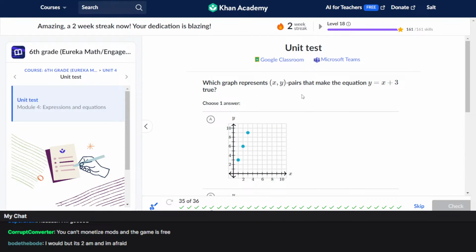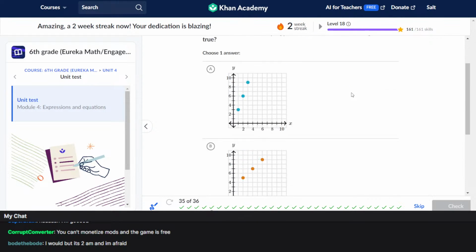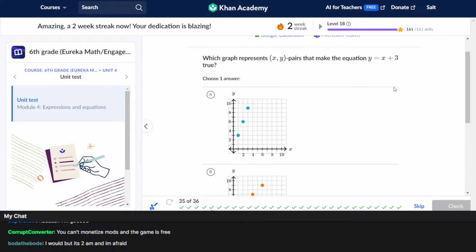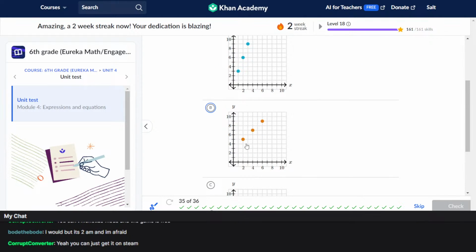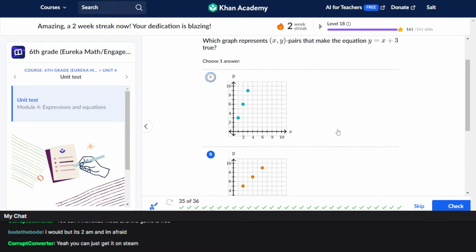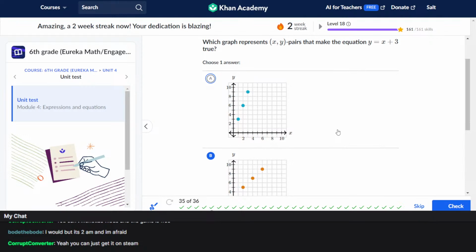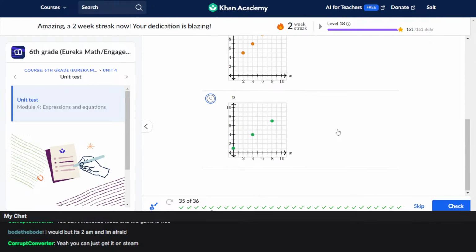Which represents XY pairs that make the equation y equals x plus 3 true. 5, 4 plus 3... 7. Corrupt Converter says yeah, you can just get it on Steam. Okay, cool. That's cool then. It has to be this one.